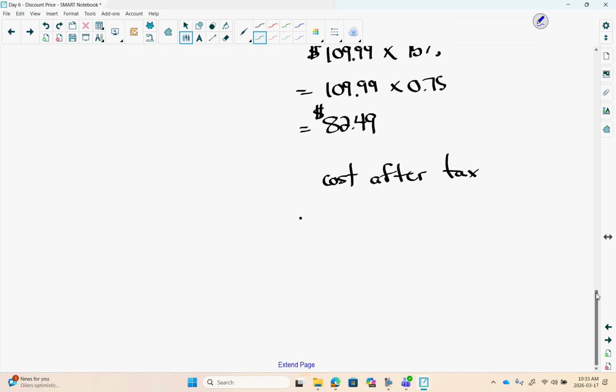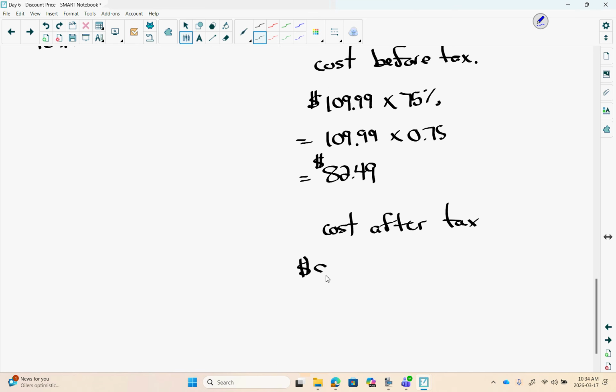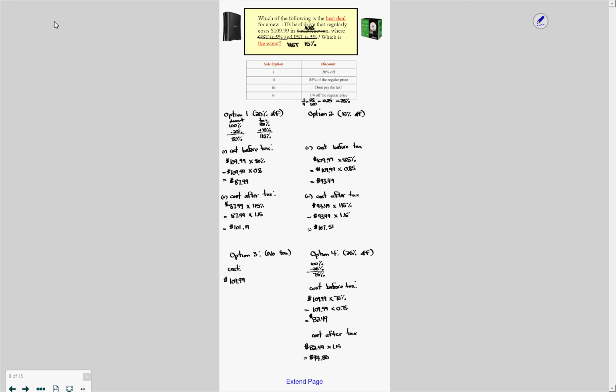So I'd take the 82.49 and multiply it by 115% or 1.15. 82.49 times 1.15, and I get $94.86. So when I compare those four options, what's the best deal? Option 4 is the best deal. I would sooner pay $94.86 than any of those other amounts.